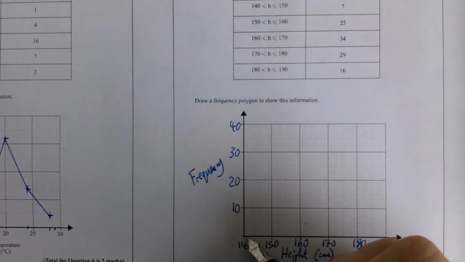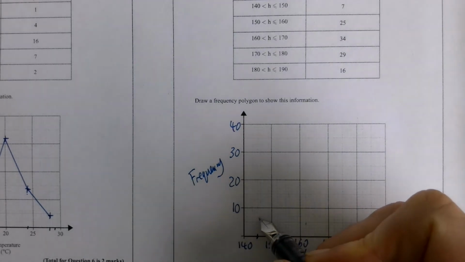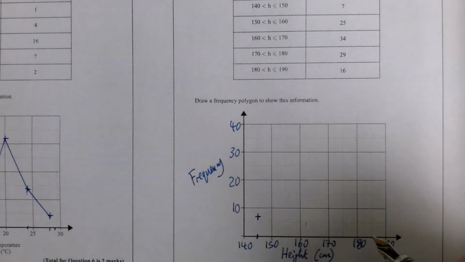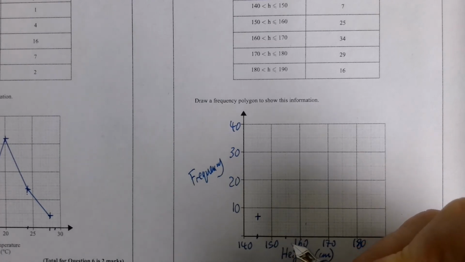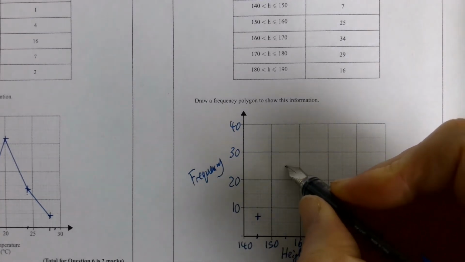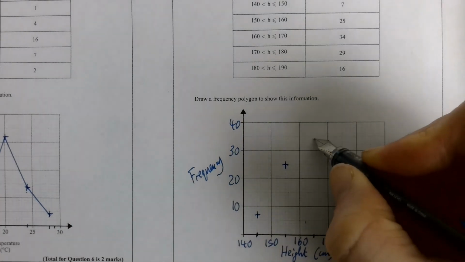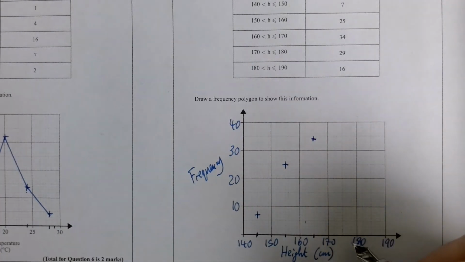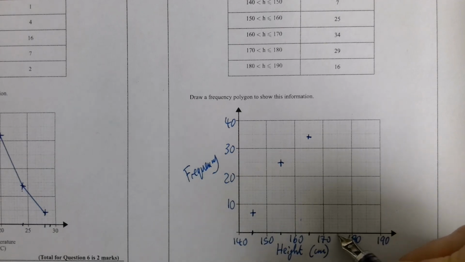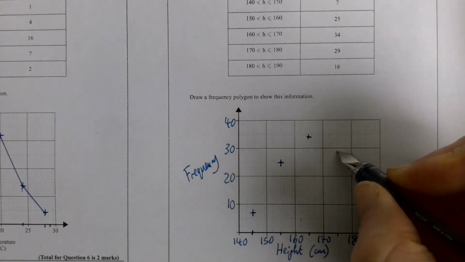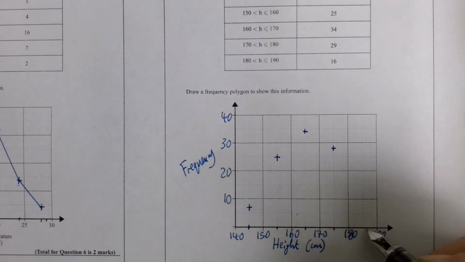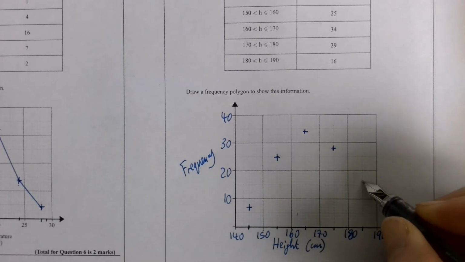145 is going to be, we've got 1 little square for each one, so 145 will be there. 7 will be, well, there's 5, 6, 7 just there. 155 going with 25. 165 going with 34. 175 going with 29, and 185 going with 16.